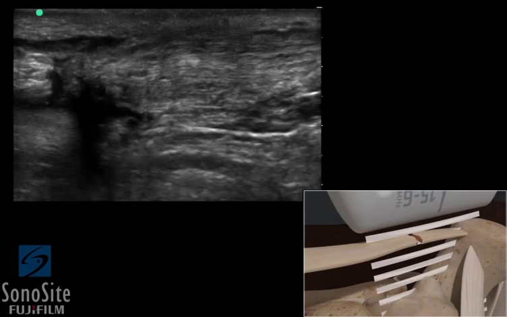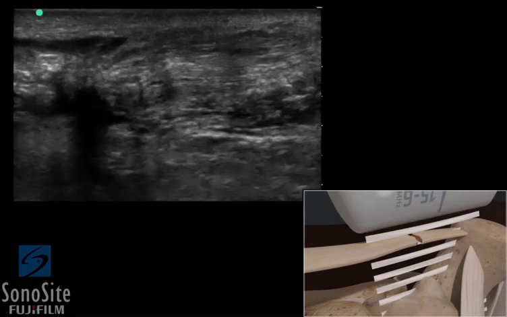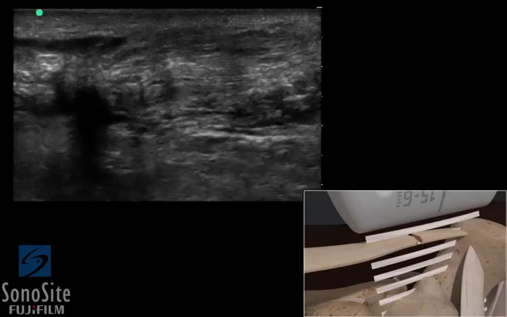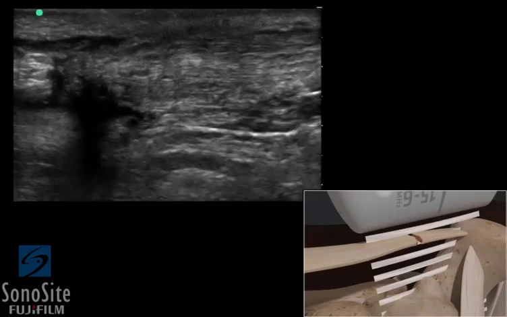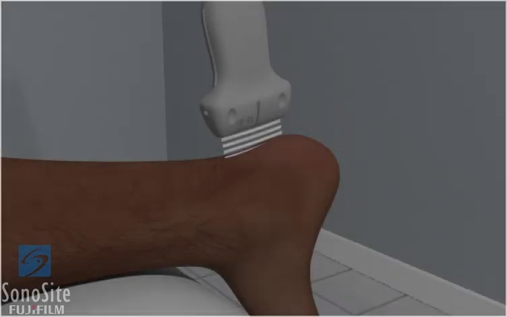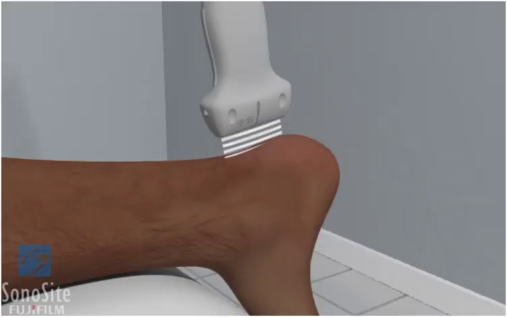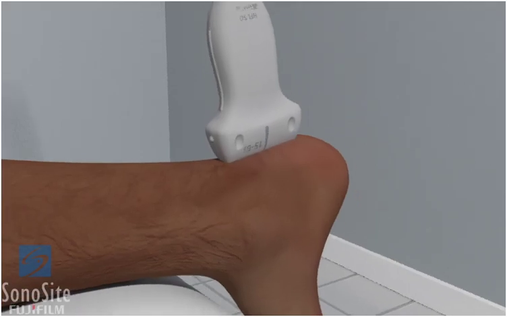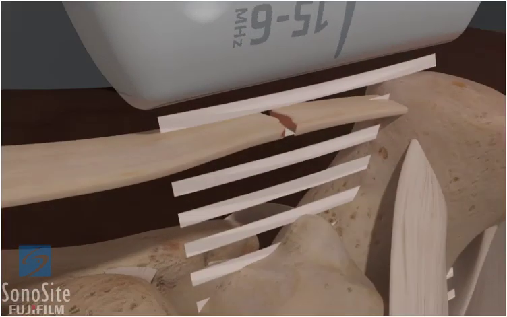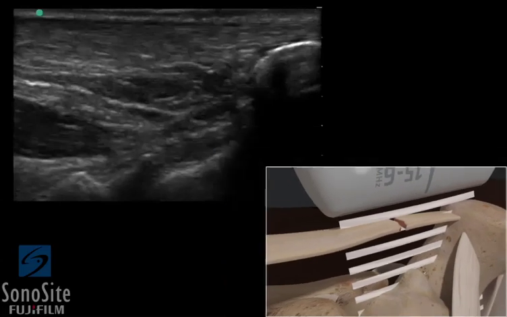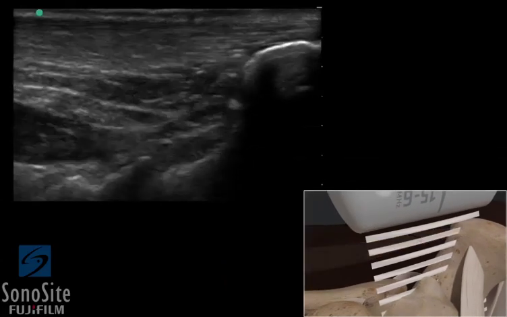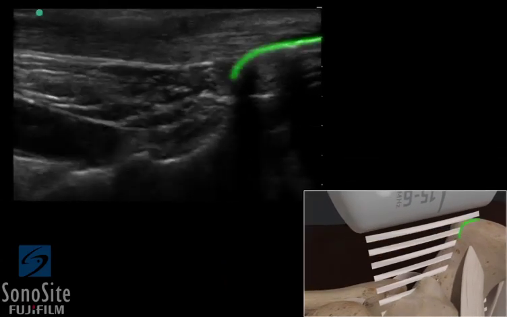A linear array probe with a musculoskeletal exam type is used to perform an ultrasound examination of an Achilles tendon injury. The patient is placed in a prone position with the foot dangling over the end of the bed in a neutral position. The probe is placed over the Achilles tendon in a longitudinal fashion with the orientation marker directed toward the patient's head. The surface of the calcaneus is seen as a curved, hyperechoic structure.